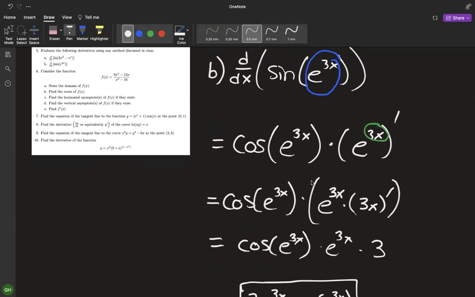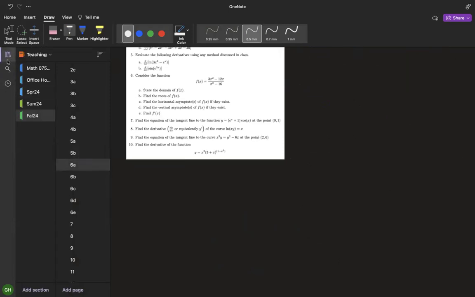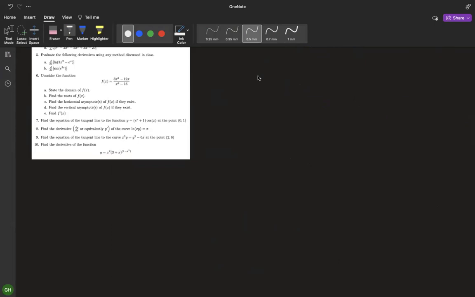Okay. Question 6 is a big one. I ask you a lot of things about a certain function. So let's go through it. We got this rational function, 3x squared minus 12x over x squared minus 16. First of all, we're going to state the domain.